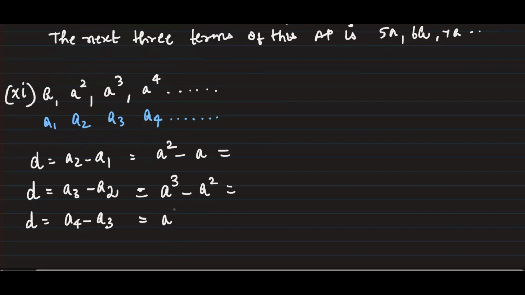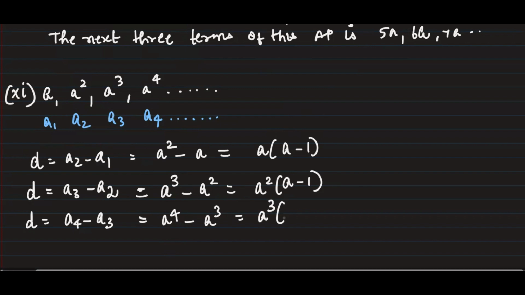So here it is A to the power 4 minus A cube. A square minus A, we can take A as common, so A into A minus 1. In this one, A cube minus A square, we can take A square as common, which becomes A minus 1. In this one, A to the power 4 minus A to the power 3, we can take A cube as common, so within brackets we have just A minus 1.